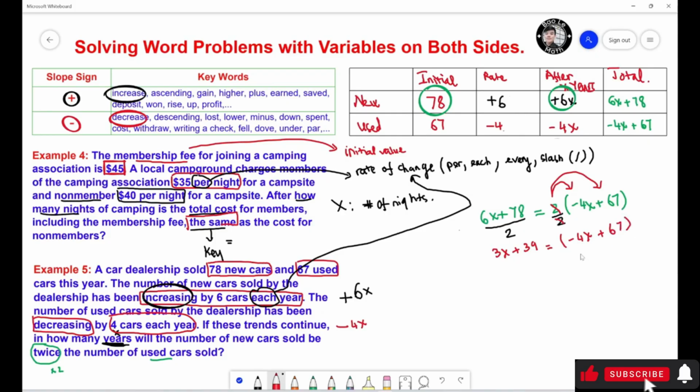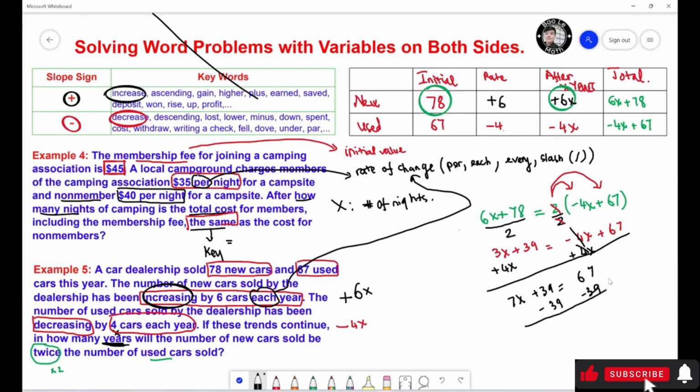Now I don't need parentheses anymore because the number 2 I already canceled out. So now, remember variables on the left, constants on the right. So I need to add 4S to both sides. So I have 7S plus 39 equals, this and this cancel out, 67. This will turn out to be a two-step equation. I subtract 39 from both sides.